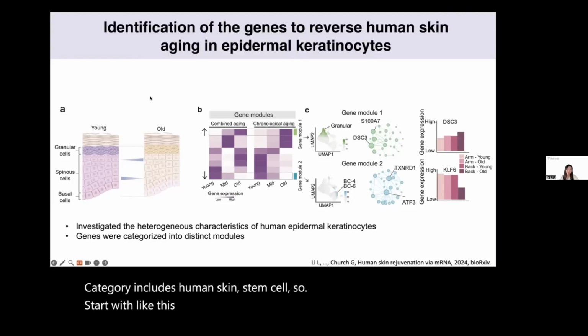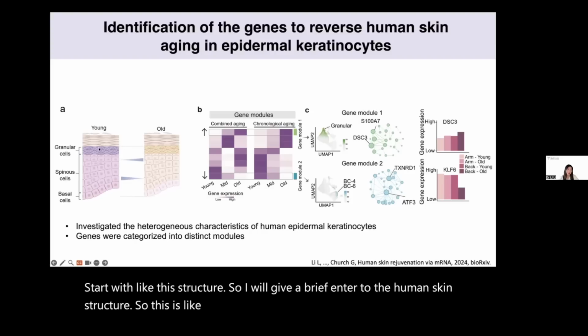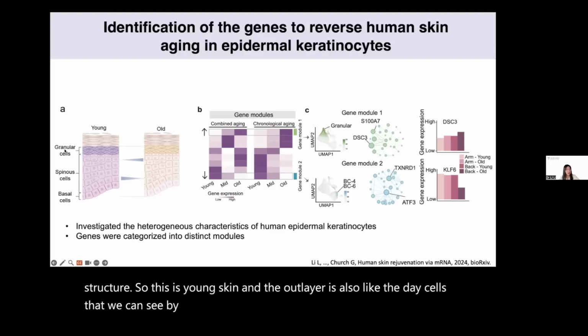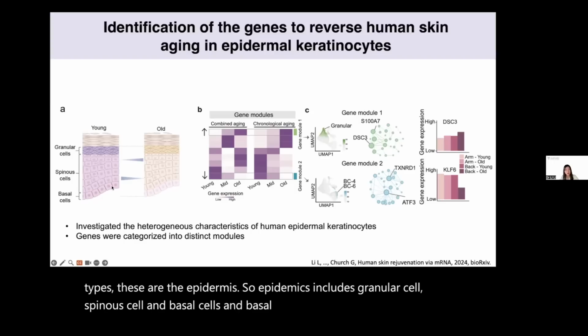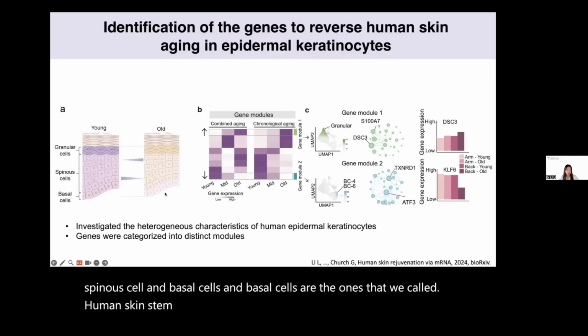So let's start with this structure. I will give a brief intro to the human skin structure. This is young skin, and the outer layer is the dead cells that we can see by our hands. These different cell types are the epidermis. The epidermis includes granular cells, spinous cells, and basal cells. And the basal cells are the ones that we call human skin stem cells.